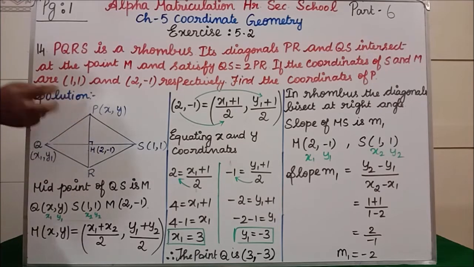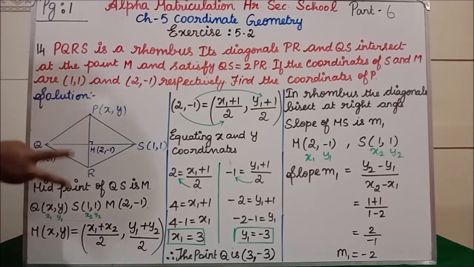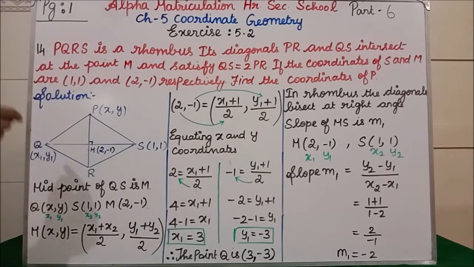So P to M, what length are we getting? The same length we will get for MR. Clear? Which means this M will be the midpoint. So we are applying the midpoint formula. The midpoint formula is M of x, y equal to (x1 plus x2) by 2, (y1 plus y2) by 2.